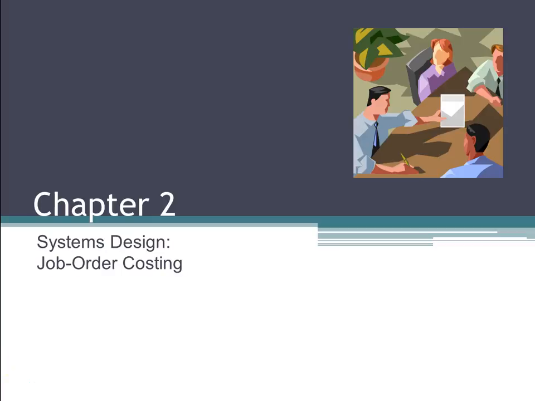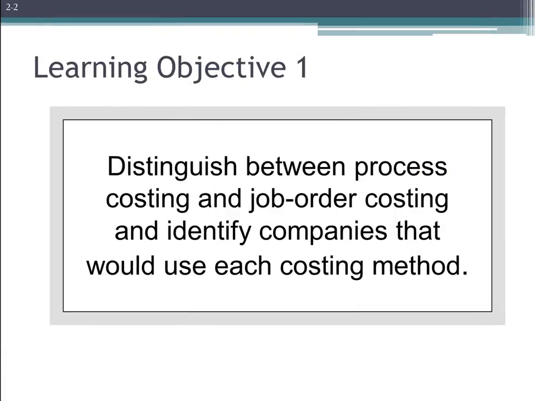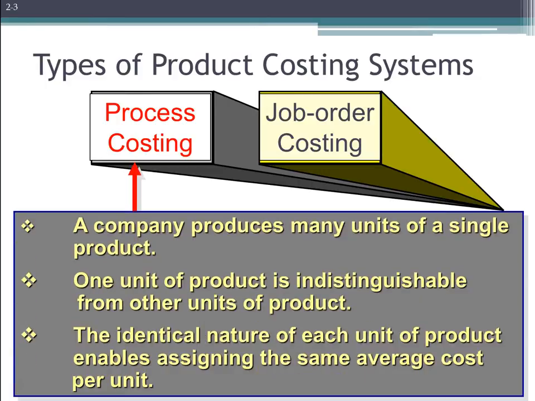Hello, welcome everyone. We're going to get started with Chapter 2 now. Chapter 2 covers job order costing. The first learning objective in Chapter 2 is that it explains the differences between process costing and job order costing. We're going to cover process costing in Chapter 4. Chapter 2 covers job order costing, but it does start with distinguishing between the two.